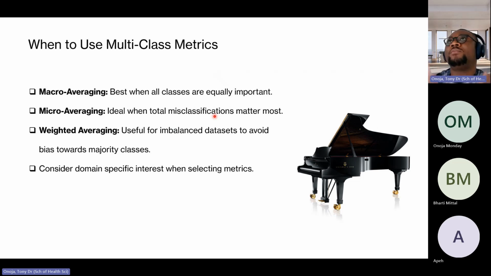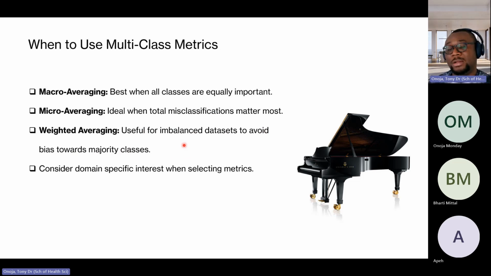So that will now bring you to begin to see if you can impose some sort of weight or some sort of conditions to improve the performance of the model. Some people can even go ahead to perform things like oversampling, undersampling, SMOTE sampling, and all that to see if they can improve the performance. The weighted averaging is useful for imbalanced datasets to avoid bias towards majority classes.